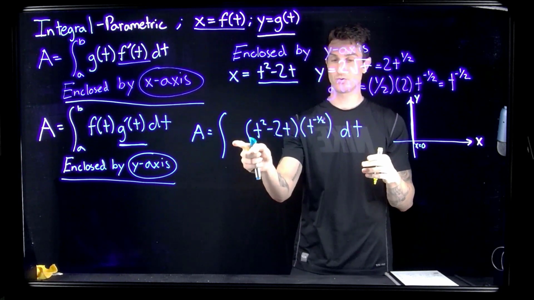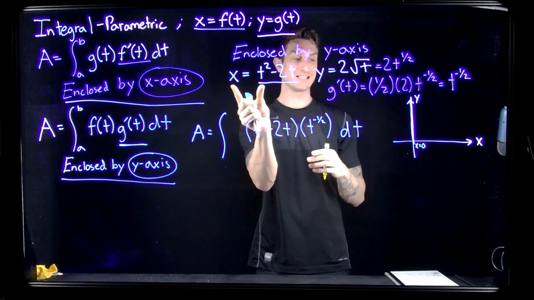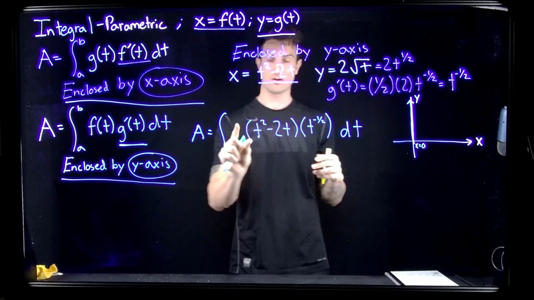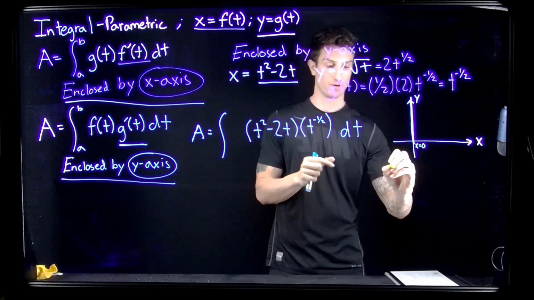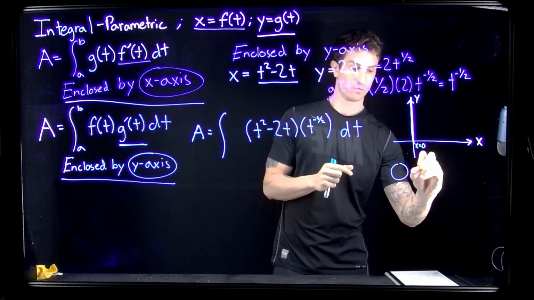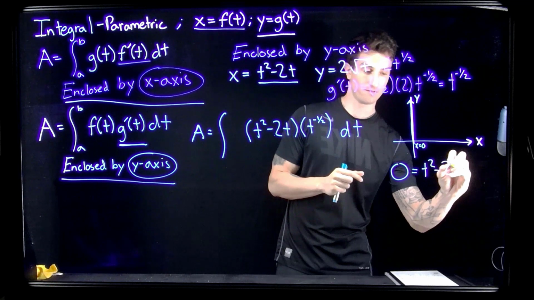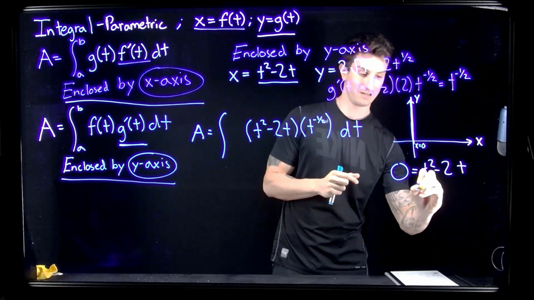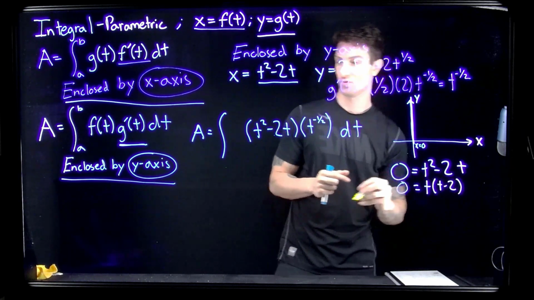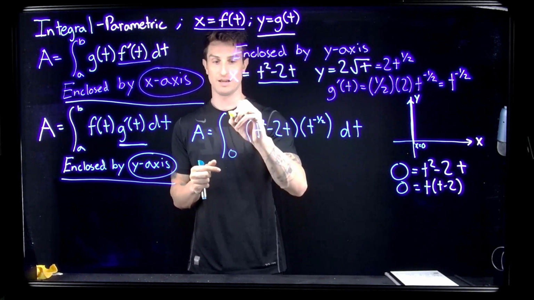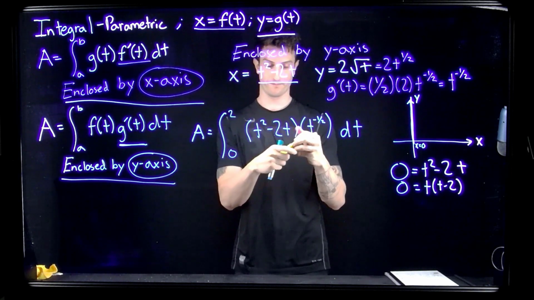So if you're wondering, how do we find these bounds? Well, we just need to set our x equal to 0, and that will give us our two t's, hopefully. So set x equal to 0. We have t squared minus 2t. Maybe we take out a t. We have t times (t minus 2). And now we have two different values, 0 and 2. So now we have everything.